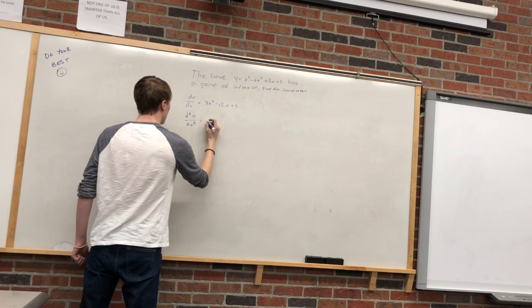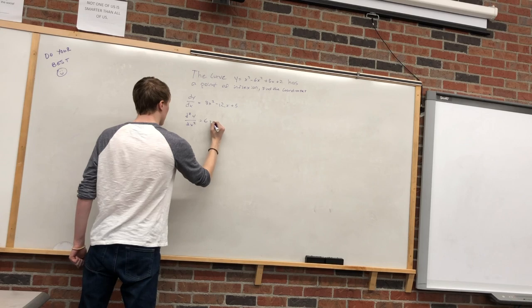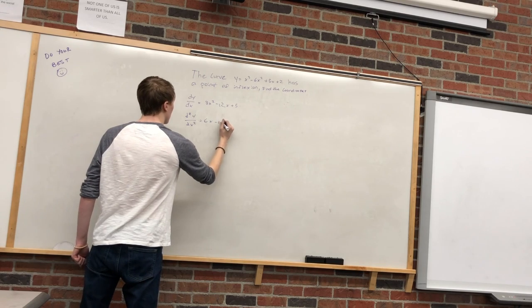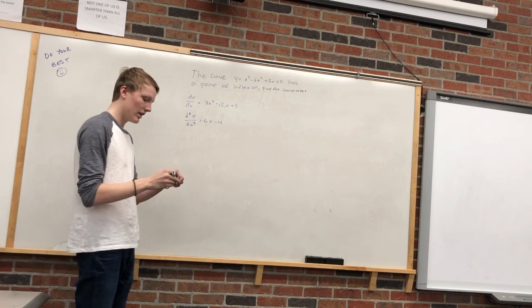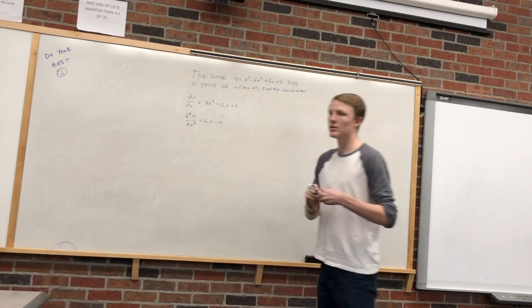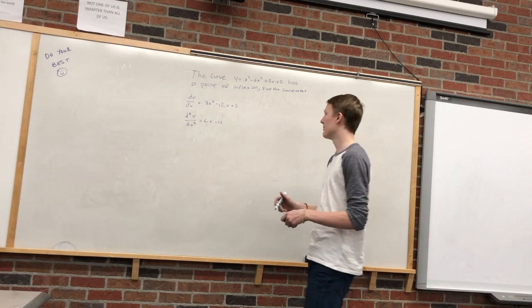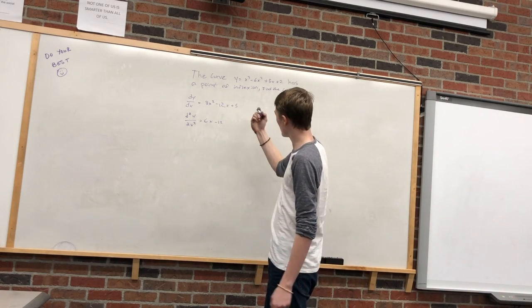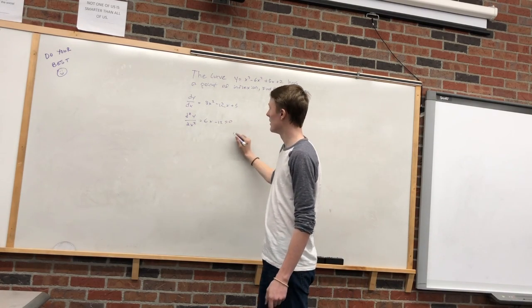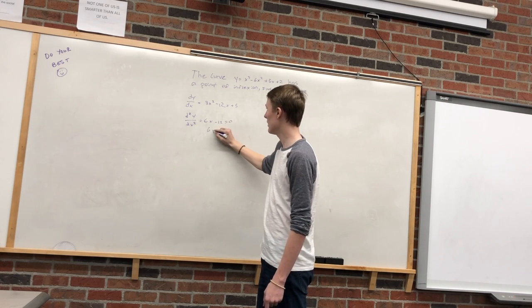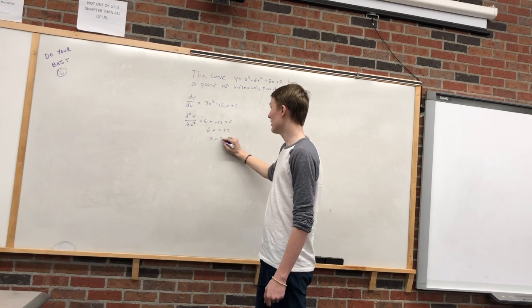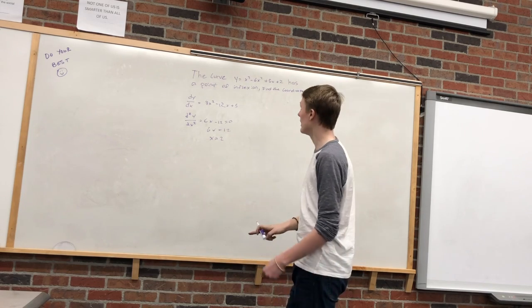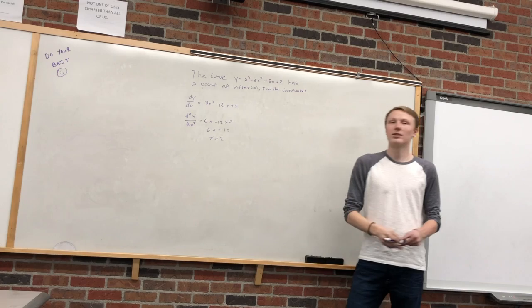That will be equal to 6x minus 12. The constant goes away. Alrighty, so we have the second derivative. Now we set it equal to 0 to find the point of inflection. So if we set that equal to 0, we get 6x is equal to 12, x is equal to 2. Alright, that is your x coordinate.